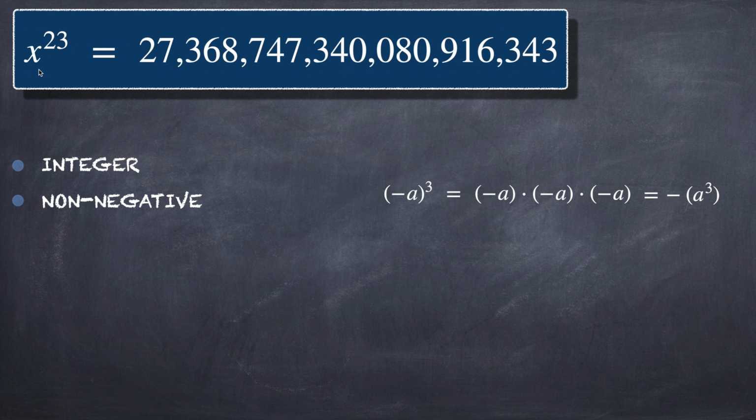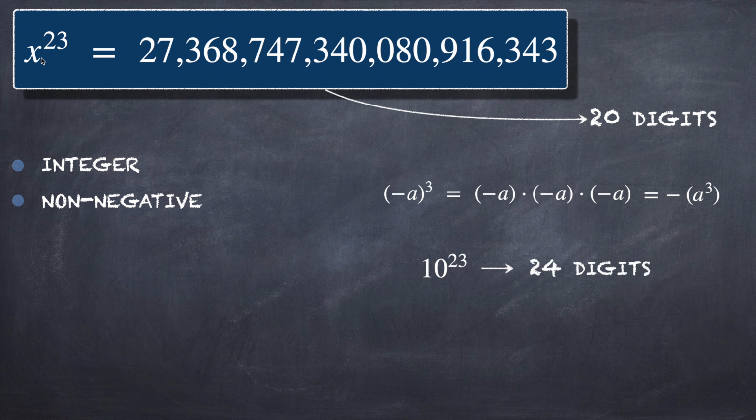Let's get an idea about the range of possible values of x, observing how many digits this huge number has. It has 20 digits: 3, 6, 9, 12, 15, 18, 20. And 10 to the power of 23 has 24 digits. For instance, 10 to the power of 3, which is 1,000, has 4 digits. So 10 to the power of 23 has 24 digits. As a consequence, we know that x must be less than 10. So the range of possible values is greater than 1 and less than 10.